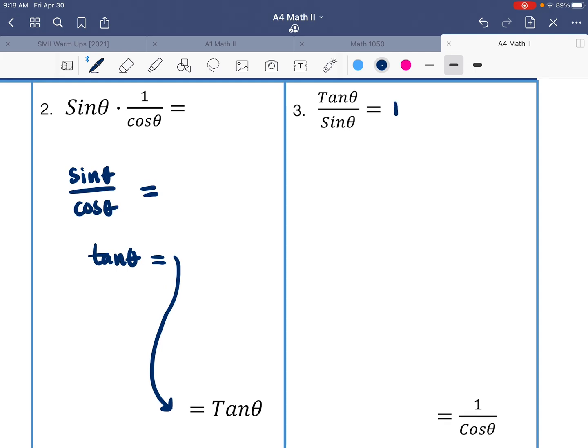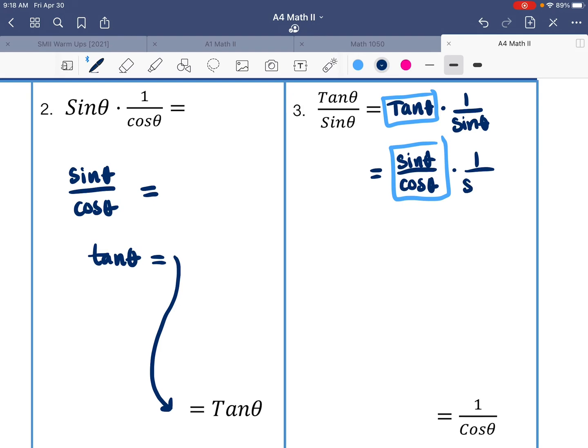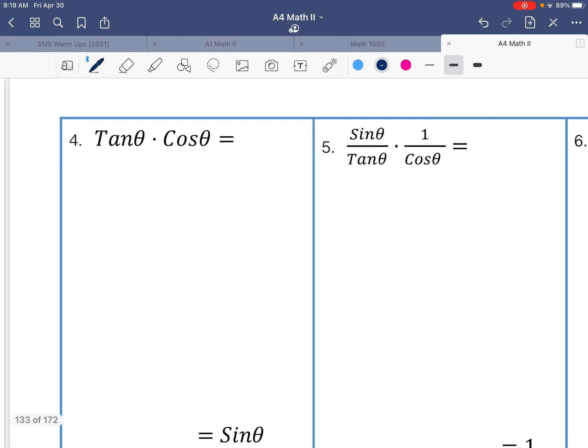Now we have tangent over sine. So instead of putting them together like I have been, I'm going to split this up to be tangent of theta times 1 over sine of theta. And then I'm going to transform tangent into sine over cosine. When we have that, we notice that we have a sine on the top and a sine on the bottom that cancel, which gives us 1 over cosine of theta, which is what we needed. Awesome. Okay.